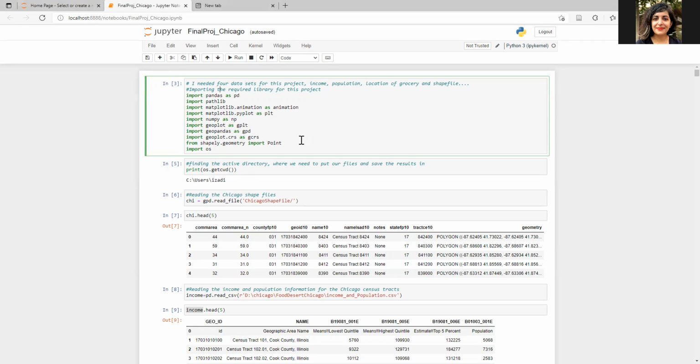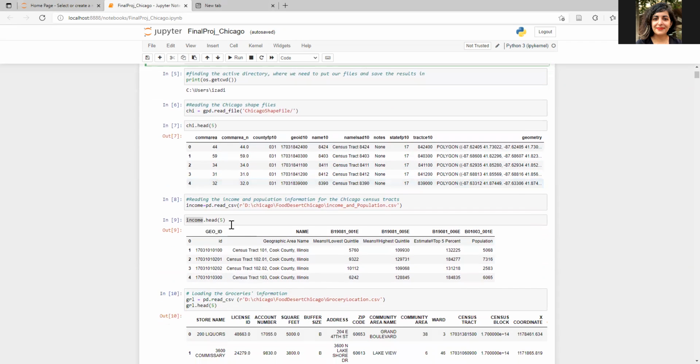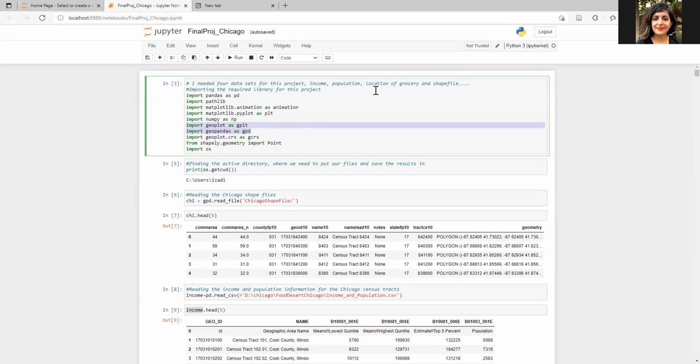shapefiles of Chicago. And of course, at the beginning of every Python project, we need to import some libraries. I did import, and the most important tools were GeoPandas and GeoPlot. I added some additional ones, although I didn't need them, just to be on the safe side. I started by looking at my data sets. My data sets were income, population, location of grocery, and shapefiles.